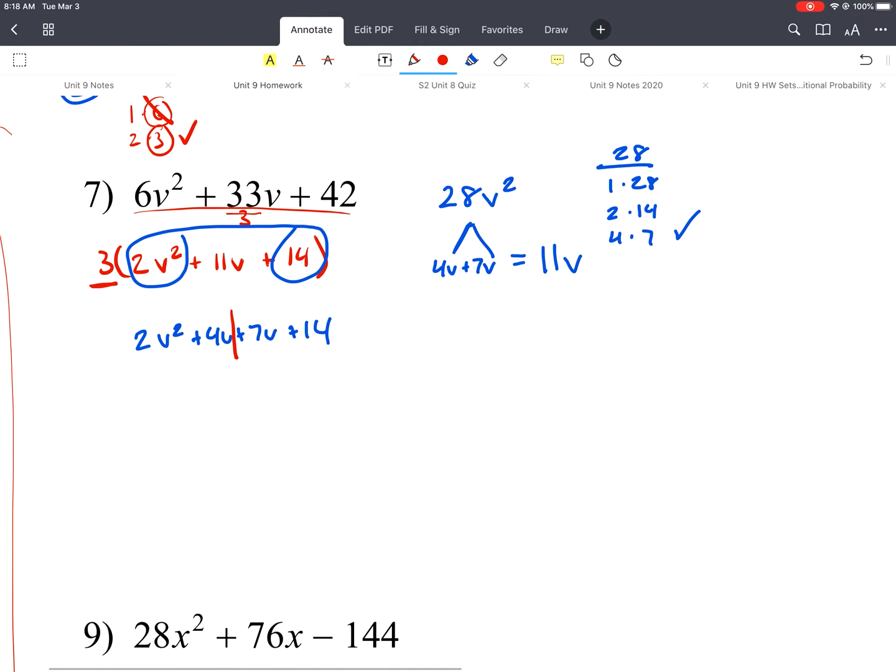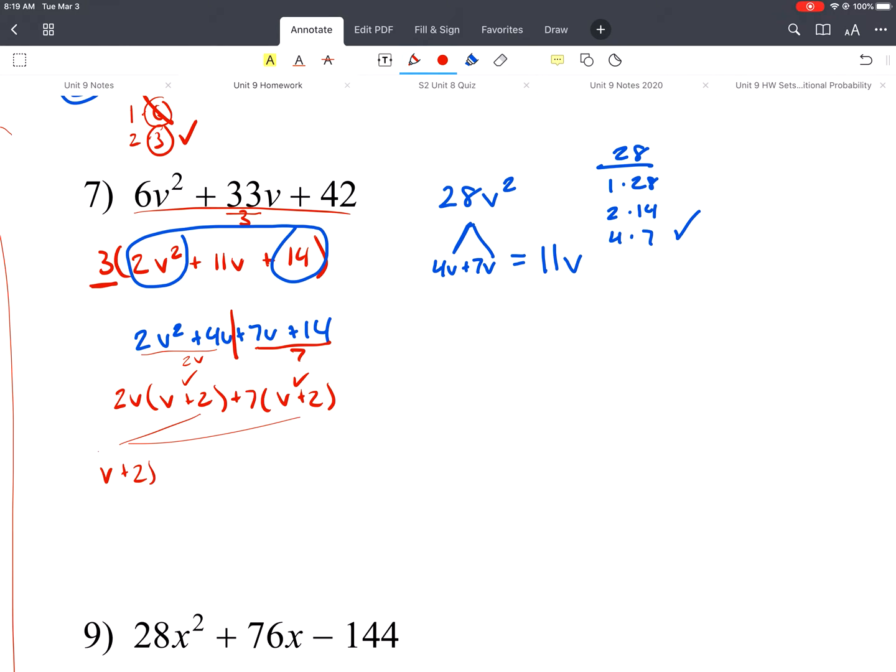Okay? So here we could take out a 2v. Divide everything by 2v. That leaves us with v plus 2. And then here we can divide everything by 7. So plus 7. And what's left would be v plus 2. So check. Those are the same. And then we'll factor those out. That'll be v plus 2. And what's left would be 2v plus 7. And then we'll take that greatest common factor out in the front. And that's the whole shebang.